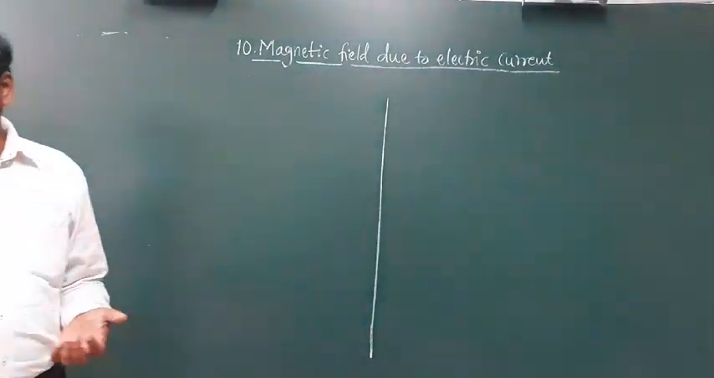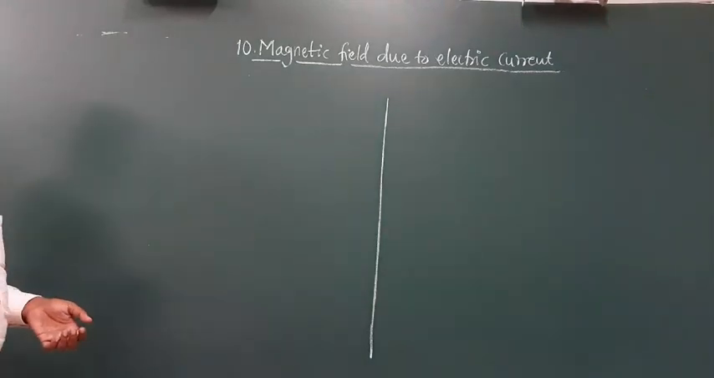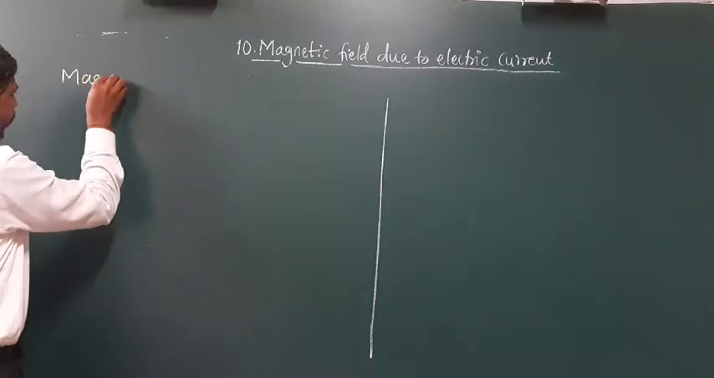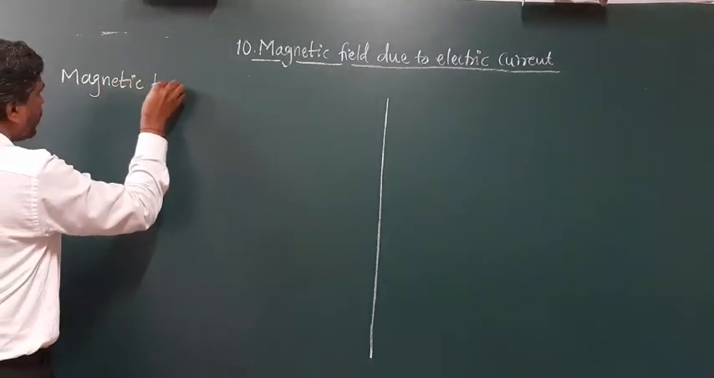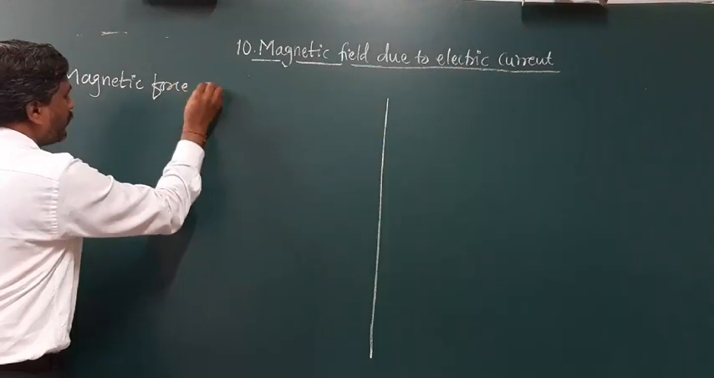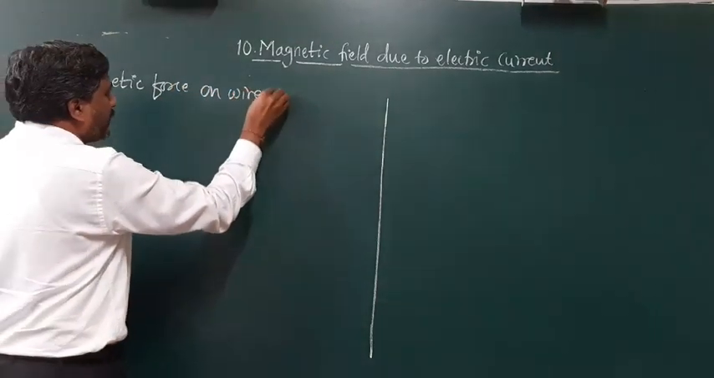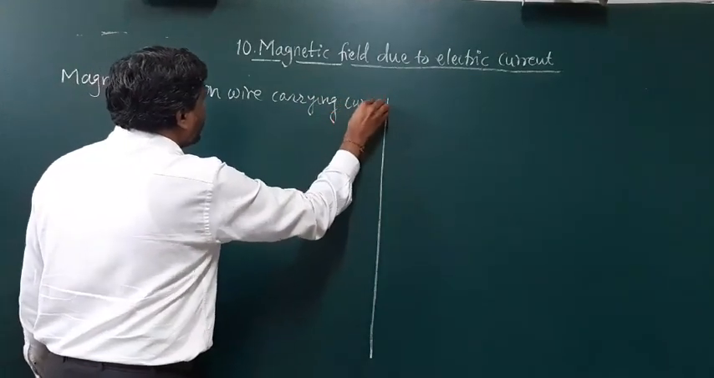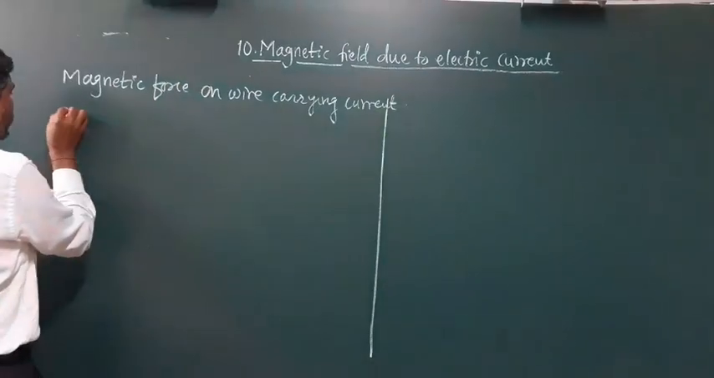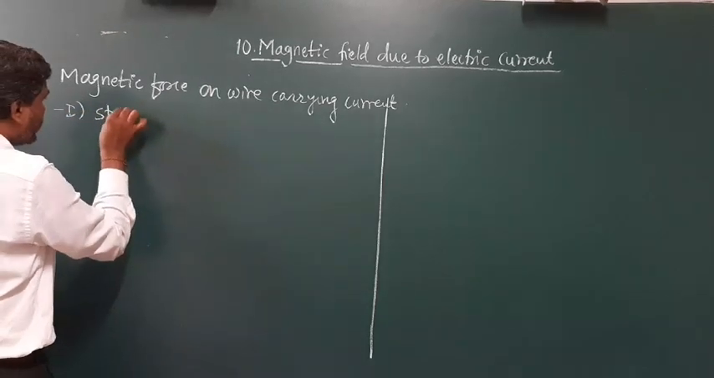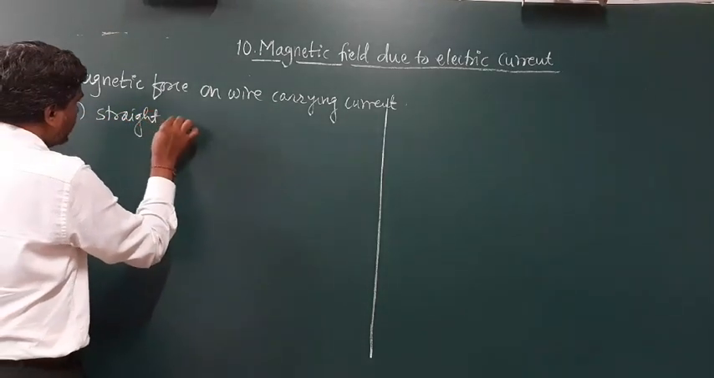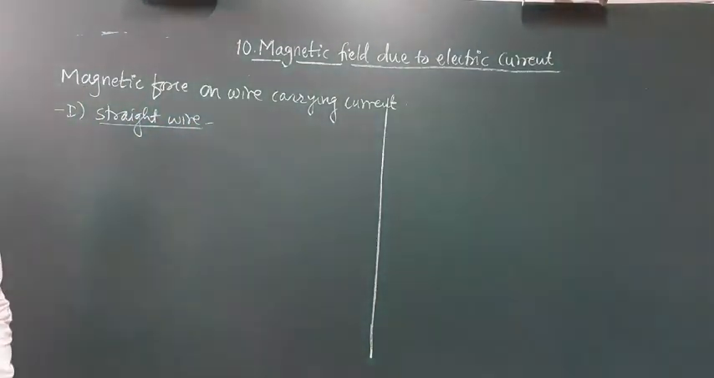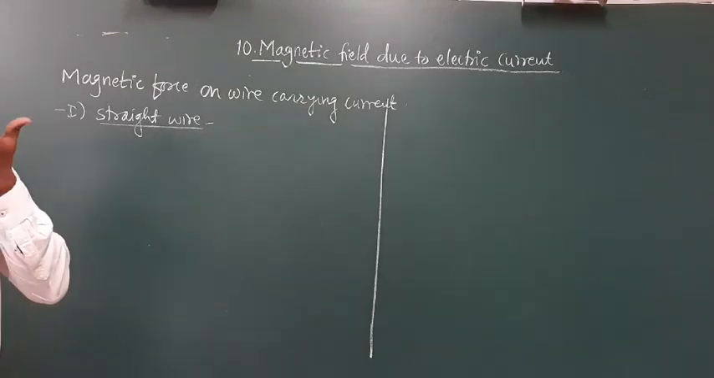So today's article is the magnetic force on a wire carrying current, and that wire is a straight wire. That is the first case. That is a straight wire, or simply a straight conductor. How you find out the magnetic force, that we have to discuss first.